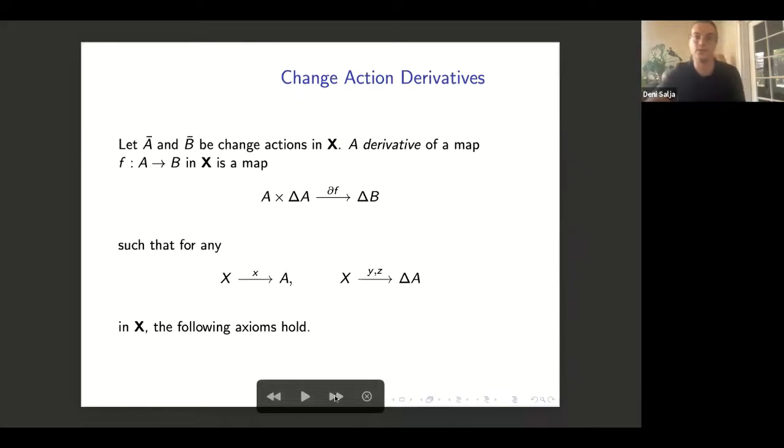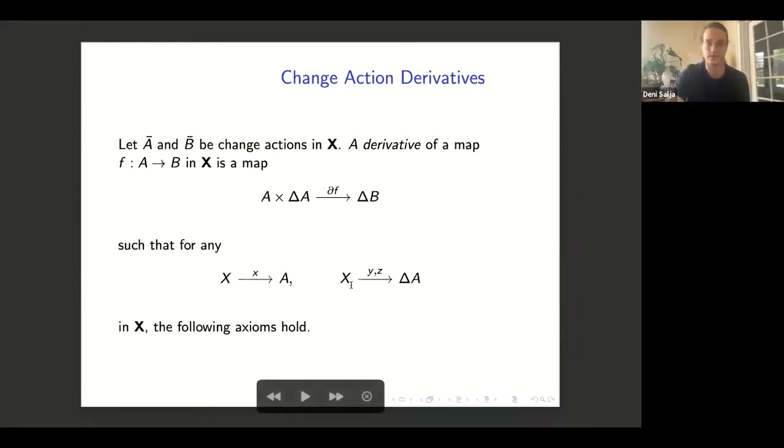So if A and B are change actions in X, a derivative of a map between the objects A and B is a map from the product A times delta A to delta B. So you should think about this as kind of taking something in A and a change that you're going to apply to it and giving you a change in the image of the function that corresponds to that.